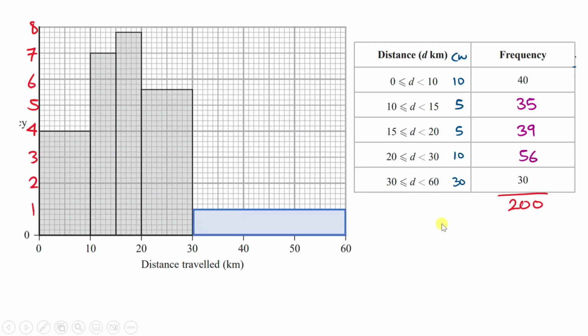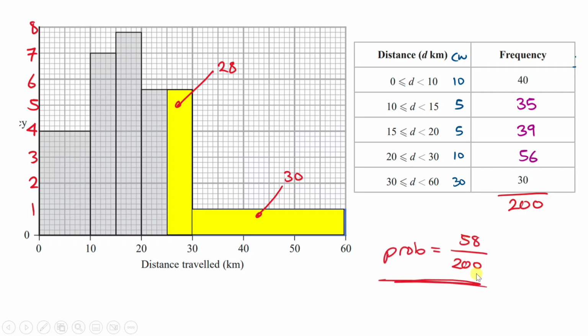Now let's change the page for a second, yeah? I also want to keep the key information. So they wanted greater than 25 kilometres. So they're talking about after this bit, yeah? So this block is literally cut in half. So I'm going to highlight this yellow and that one yellow. And if you cut this in half, if we know that in that range 20-30 there were 56 people, half of 56 is 28. That's how many people there were. And we know in the bottom row, which is the last one, there were exactly 30 people. So therefore, altogether, there were 58 out of 200. And that's your answer to the probability.